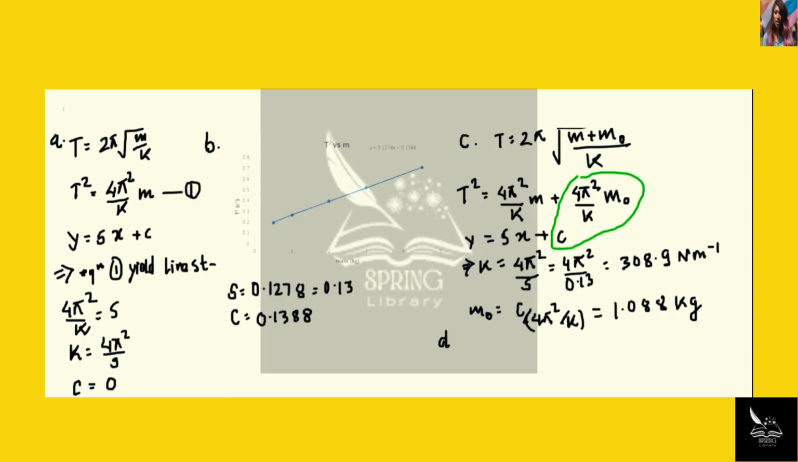Let's move on to part D. What is m naught? Here it's pretty simple, because in the oscillating system, not only the mass oscillates but also the spring. So obviously m naught should be the effective mass of the spring.